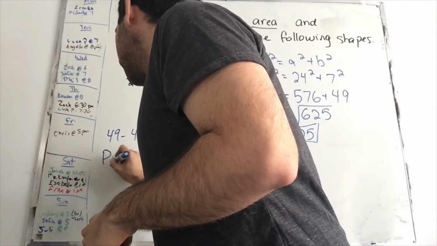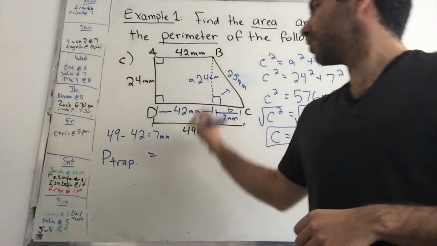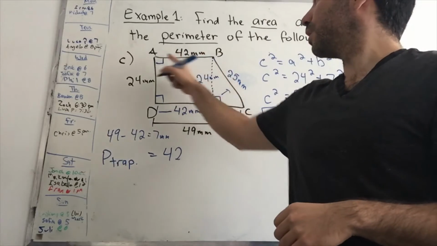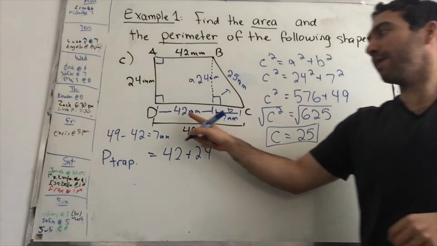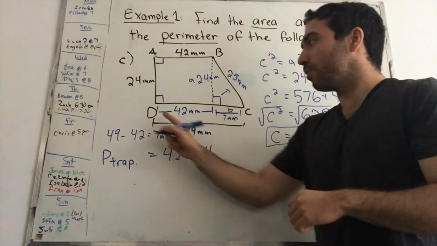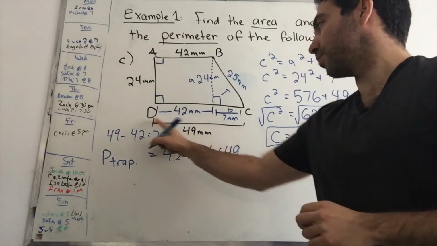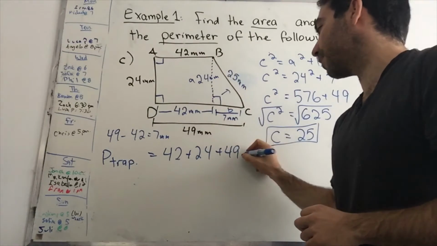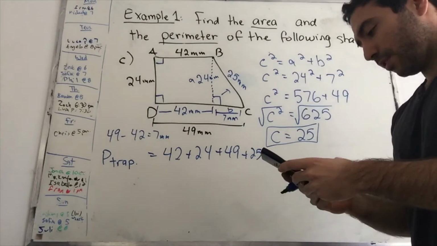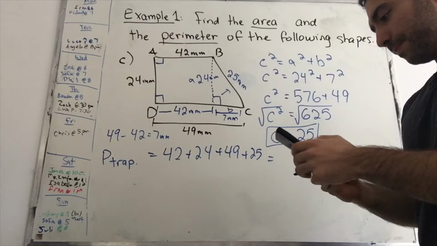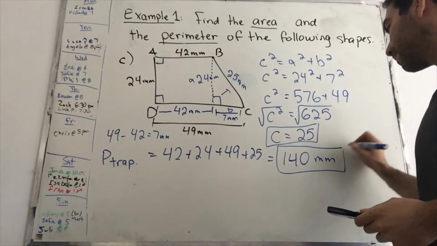So perimeter of trapezoid, I'm going to abbreviate it as trap. So perimeter of trapezoid is equal to, let's add the top, 42, the left side plus 24. Be careful here, use the whole bottom. Don't add 42 plus 49 plus 7, that's a common mistake. You add the whole bottom. The whole base here is just 49. Don't add the values twice. So the whole thing's 49, and then we have the right side over here, which is 25, so plus 25. And when we do this, 42 plus 24 plus 49 plus 25, we get 140 millimeters. So this is the perimeter.